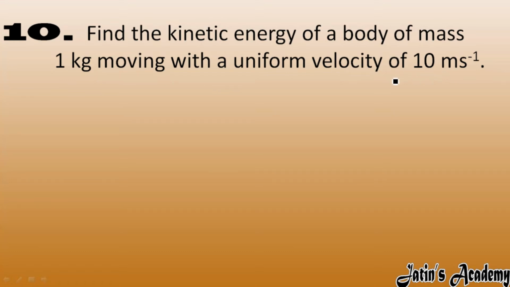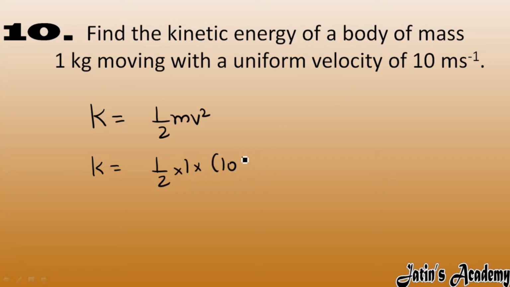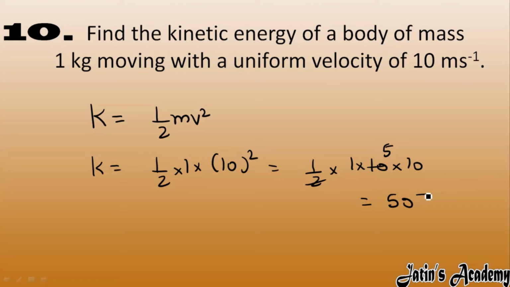Next we have to find the kinetic energy of a body of mass 1 kg moving with a uniform velocity of 10 meter per second. So here we have to calculate the kinetic energy. Kinetic energy is half mv square. Mass is given as 1 kg and velocity is given as 10 meter per second. So 1 into 1 by 2 into 10 square, means 10 into 10 by 2. So we cancel out, and we get kinetic energy as 50 joule.